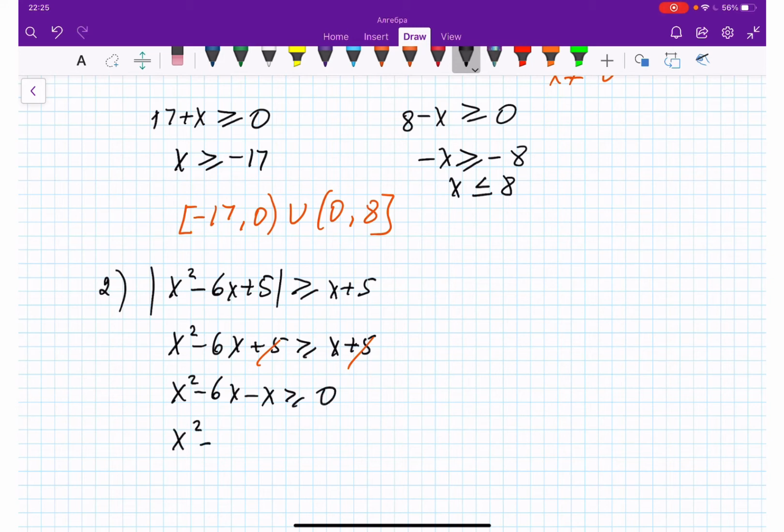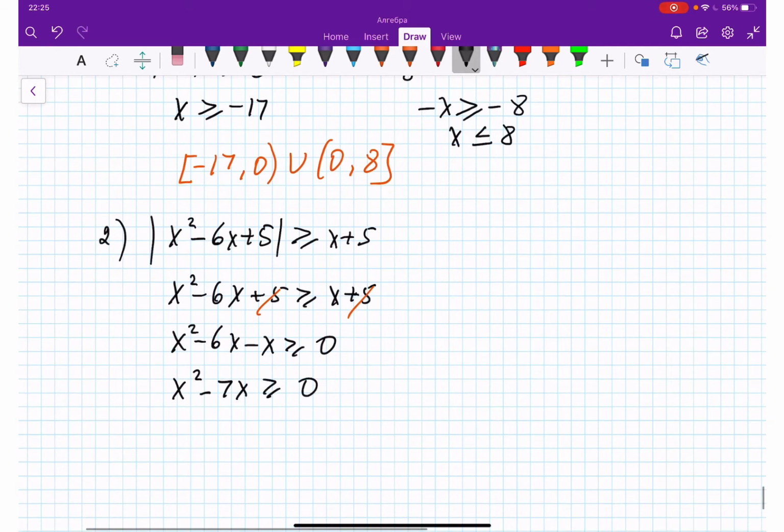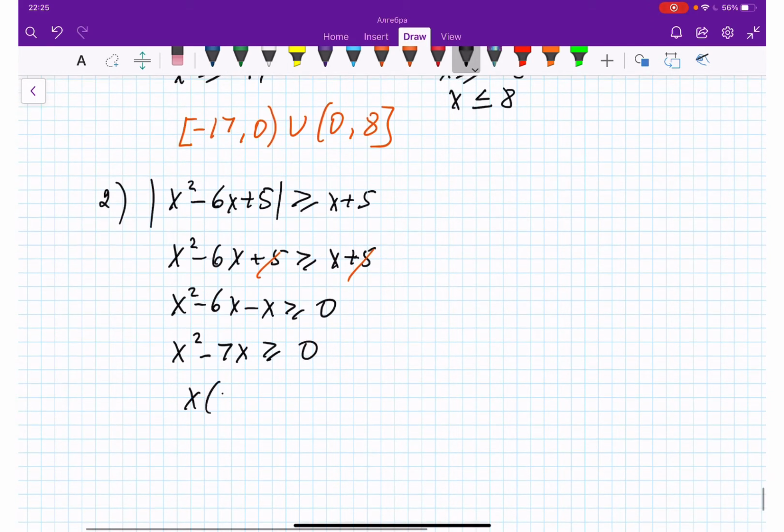x squared minus 7x greater or equal to 0, and x times (x minus 7) greater or equal to 0. Okay, since we have greater or equal to 0, it has to be positive. So when do we have a positive product? When both terms are negative or both terms are positive.